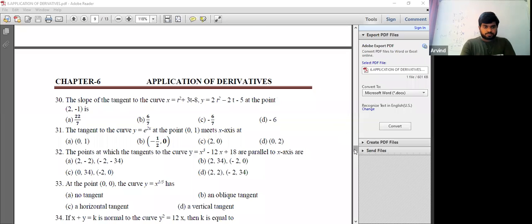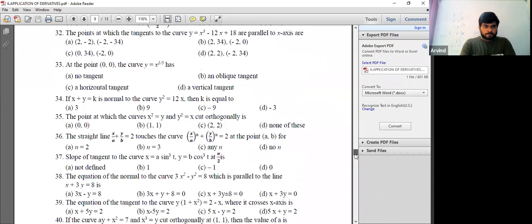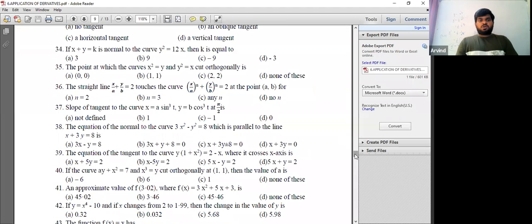Let's go to the next one. If x plus y is equal to k is normal to the curve y square is equal to 12x, then k is equal to what? So x plus y is equal to k ಅನ್ನೋದು ಒಂದು straight line. ಆ straight line ಬಂದು ಈ curve y square is equal to 12x ಅನ್ನೋ curve ಗೆ ಅದು perpendicular ಆಗಿದೆ. It is normal to the curve. Then what will be the value of k?